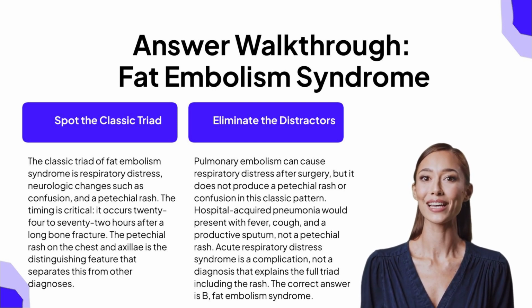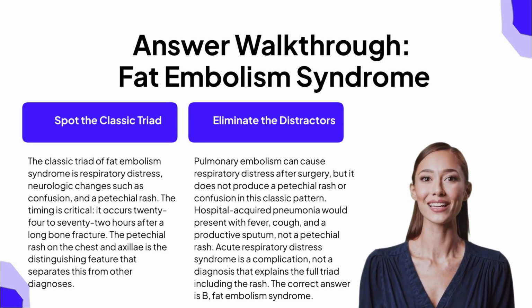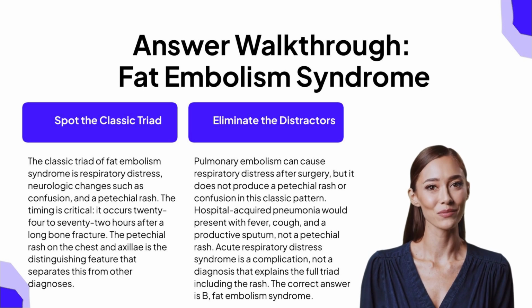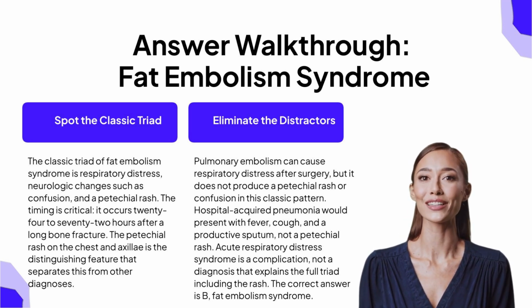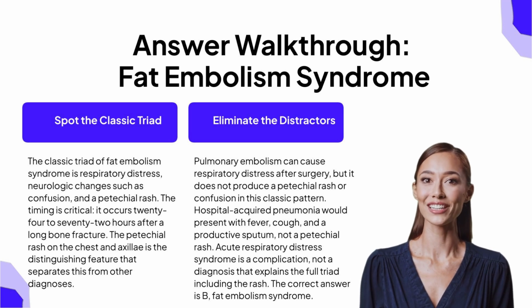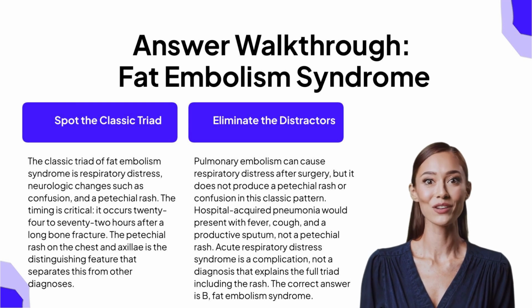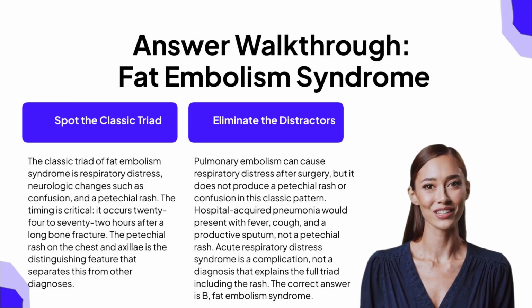Now let us eliminate the distractors. Pulmonary embolism is a reasonable consideration in any postoperative patient with sudden dyspnea, but pulmonary embolism does not cause a petechial rash. Hospital-acquired pneumonia would present with fever, productive cough, and consolidation on imaging, not a petechial rash with confusion. Acute respiratory distress syndrome can be a downstream complication of fat embolism, but it does not explain the petechial rash or the specific timing pattern. The correct answer is B, fat embolism syndrome.